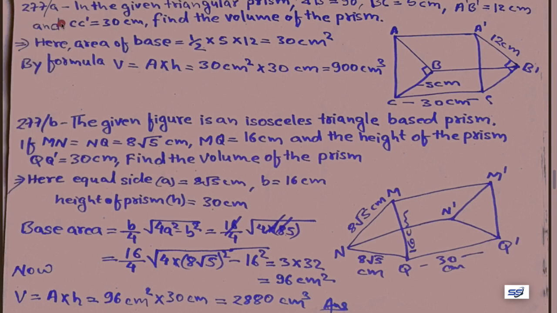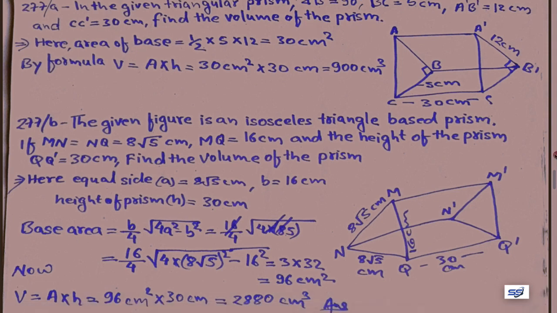Now here, question number 277 upon A. In the given triangular prism, angle B is equal to 90 degrees, BC is equal to 5 cm, AB is equal to 12 cm and CC' is equal to 30 cm. Find the volume of prism.